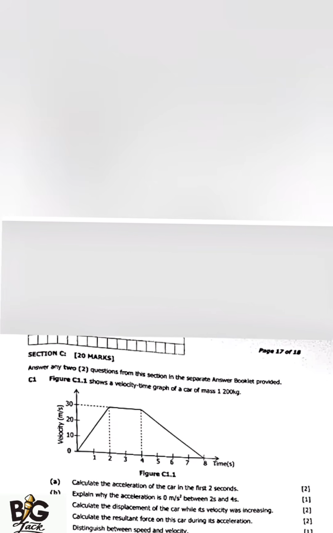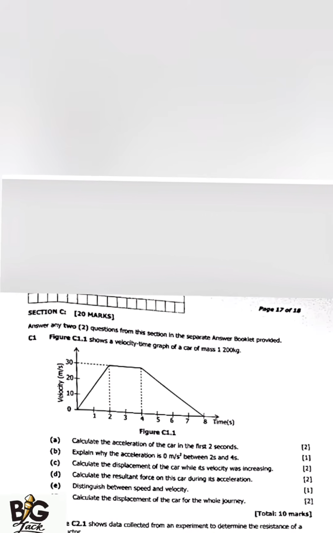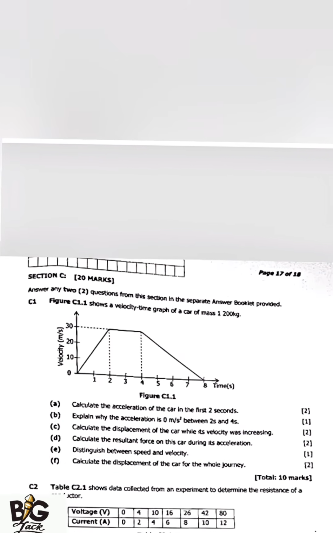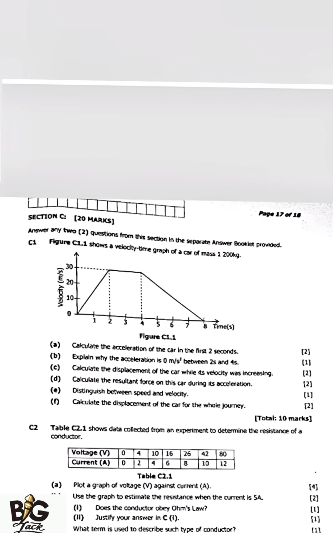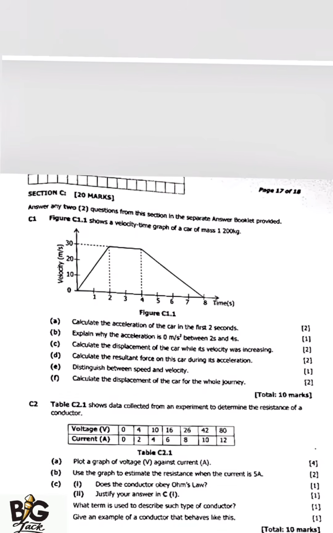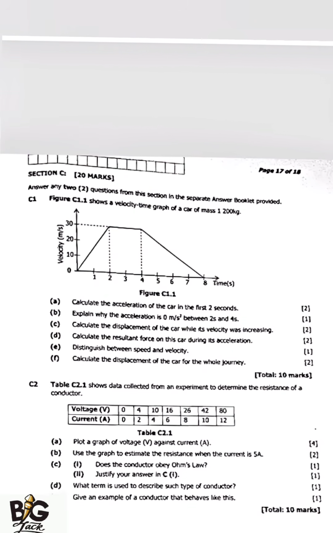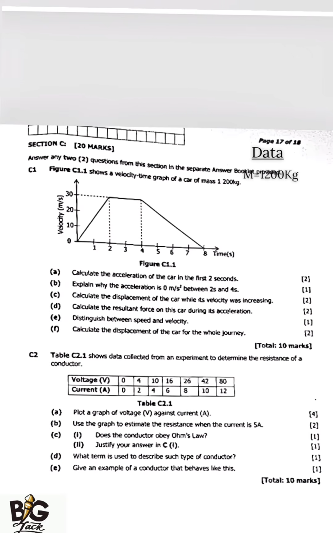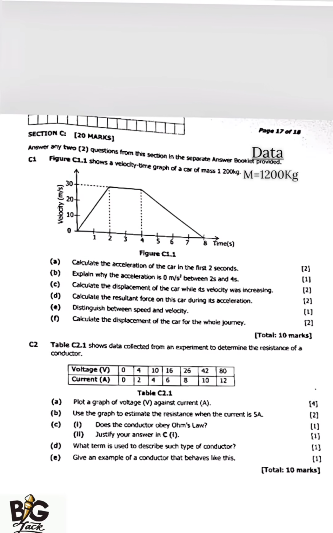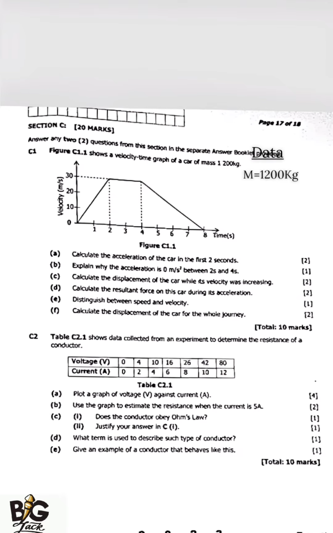Hello everyone, in this video we'll be looking at science paper 1 2023 GCE, specifically question C1 and C2 from section C. Question C1 reads, figure C1.1 shows a velocity time graph of a car of mass 1200 kgs. Let me write down the data that I've been given. So my mass here is 1200 kgs.